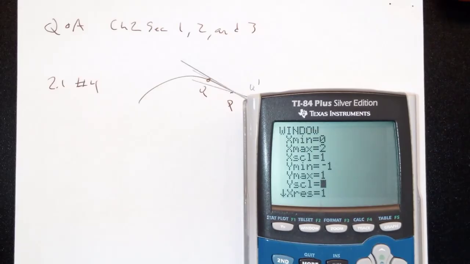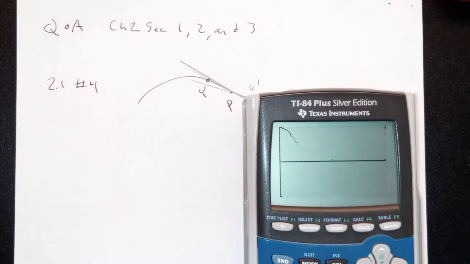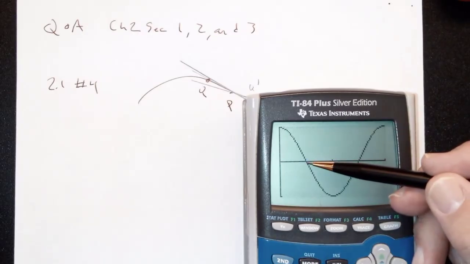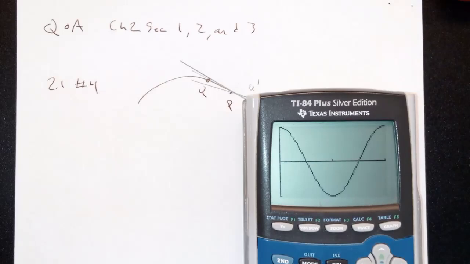Why do I know I only need to go as low as -1 and as high as 1? Trig functions only go to -1 and 1. There's my cosine graph. Nicolai, what was our point P? 0.5. That's an x value. Give me the other part. That's the point I'm looking at, right? I'm trying to get a line tangent right there.